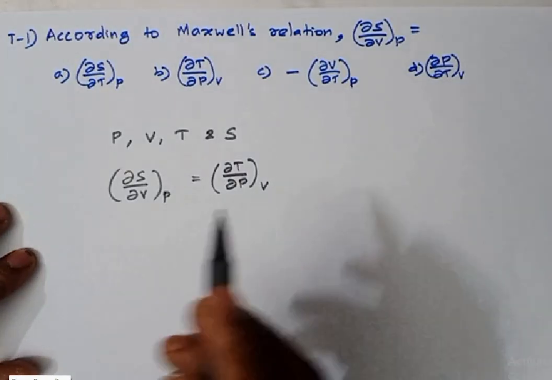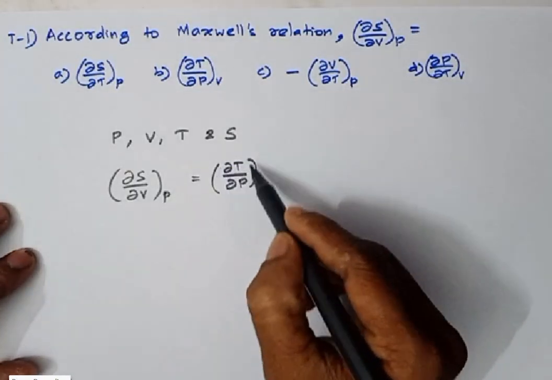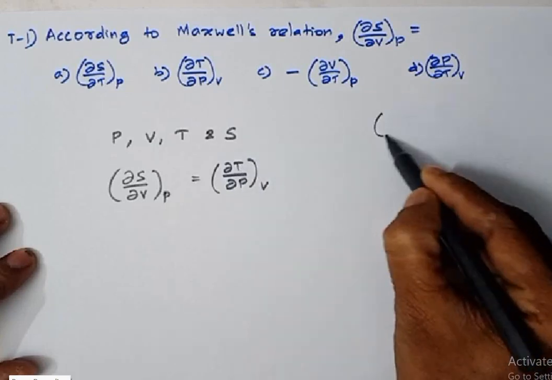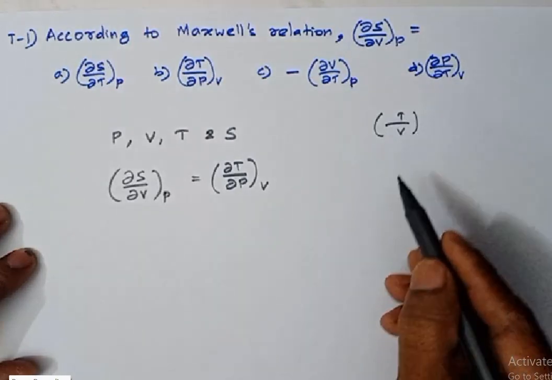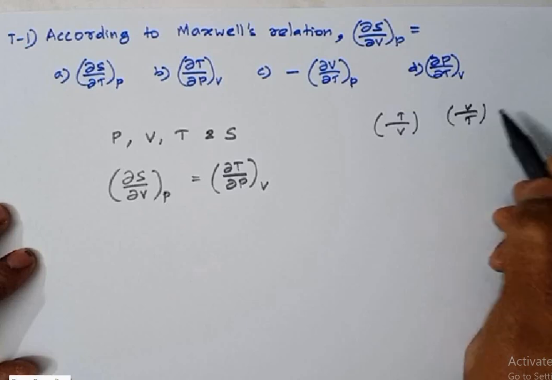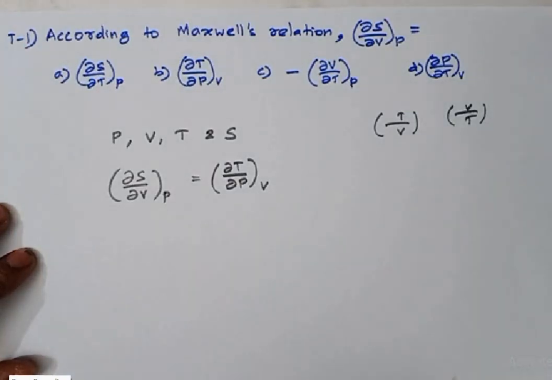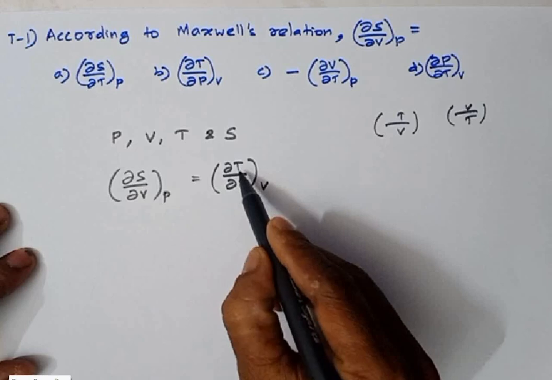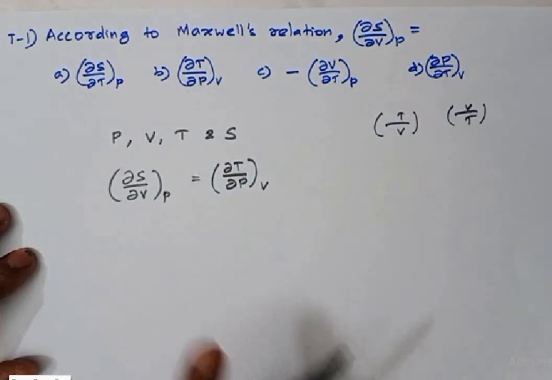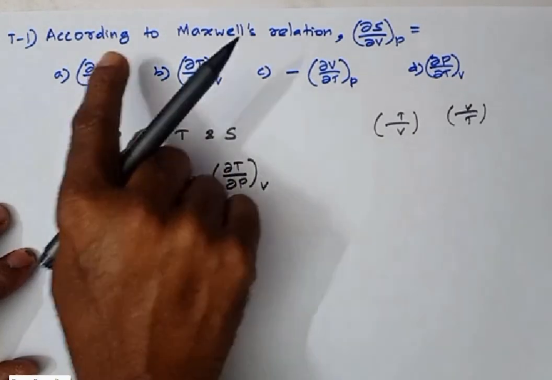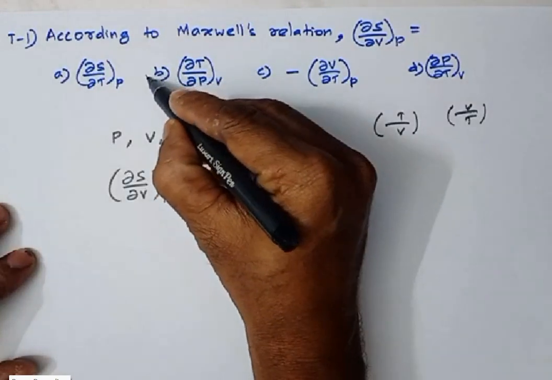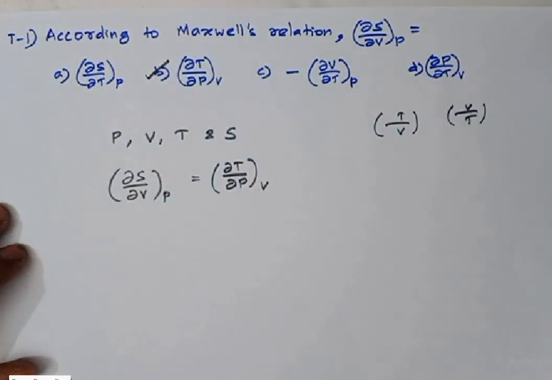And I have told you it is very important: within the bracket, if you have temperature and volume, above temperature below volume, or above volume below temperature, whatever it is, then you must put a negative sign. But in this case, we have temperature and pressure inside the bracket, so the quantity is positive only. So the correct option, according to the Maxwell relation, is dou T by dou P at constant volume, which is option B. Take note.